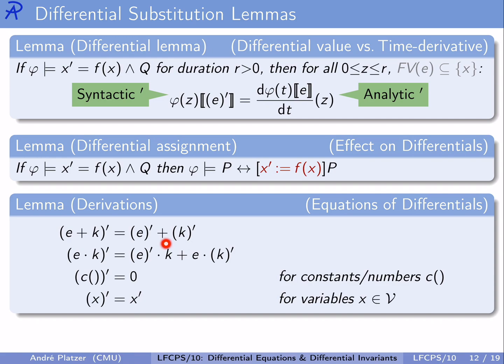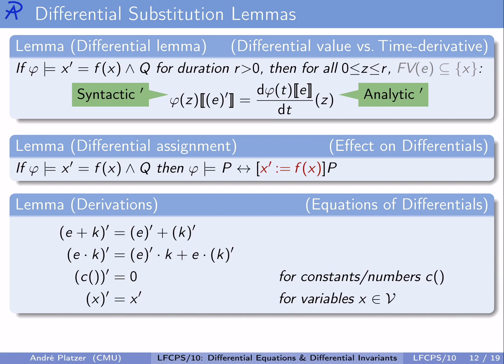This is another syntactic expression, one that has pluses and mentions primes, but both of them are individually very meaningful because primes in terms are ordinary syntactic operators and have a meaning in every state. And that means all of a sudden these equations also have a meaning. It could very well be that the value of the differential of e plus k happens to equal the value of the differential of e plus the value of the differential of k. And indeed that is the case.